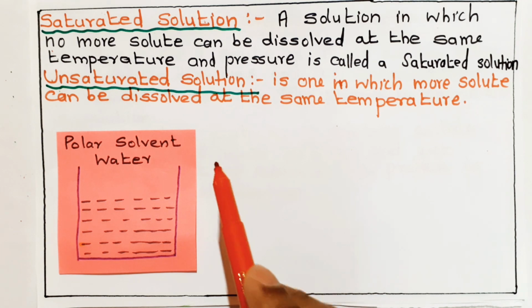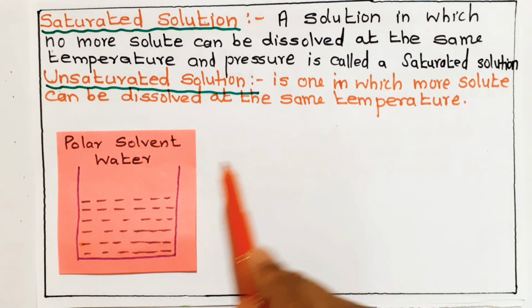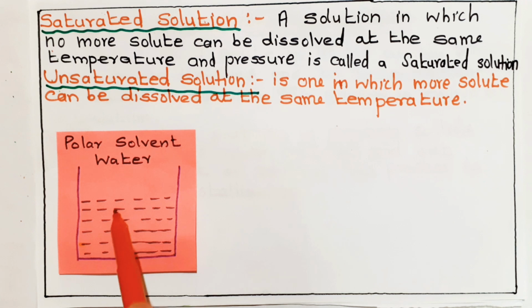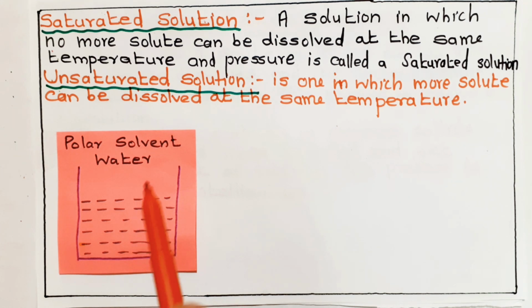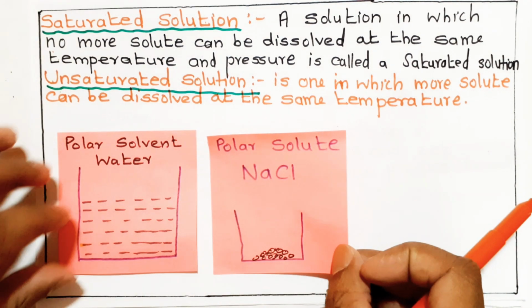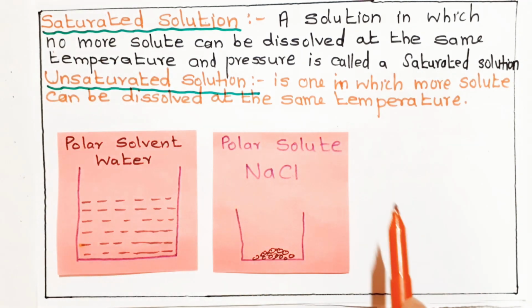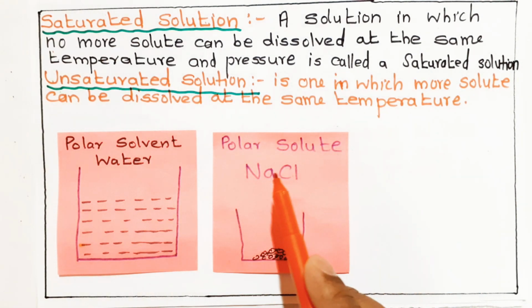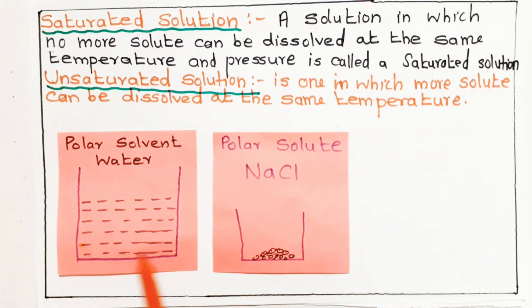Now I have already added sodium chloride into this water. Now this solution is called sodium chloride solution. To this sodium chloride solution, I will try to add some more sodium chloride. Will it get dissolved? No. If you add more, the sodium chloride will remain as crystals at the bottom of the beaker. Right? This solution is called a saturated solution.